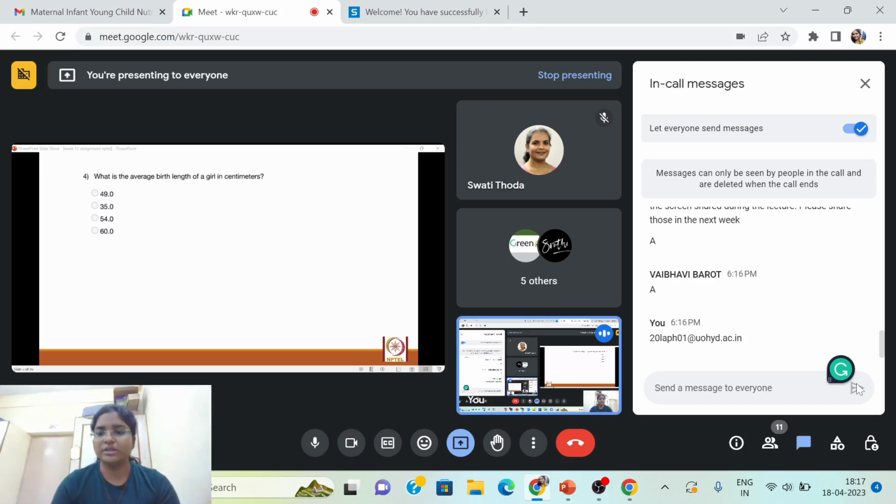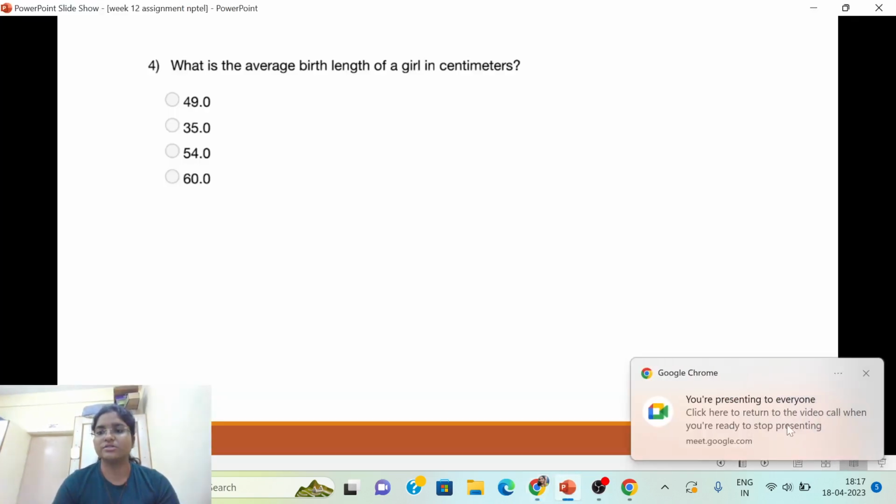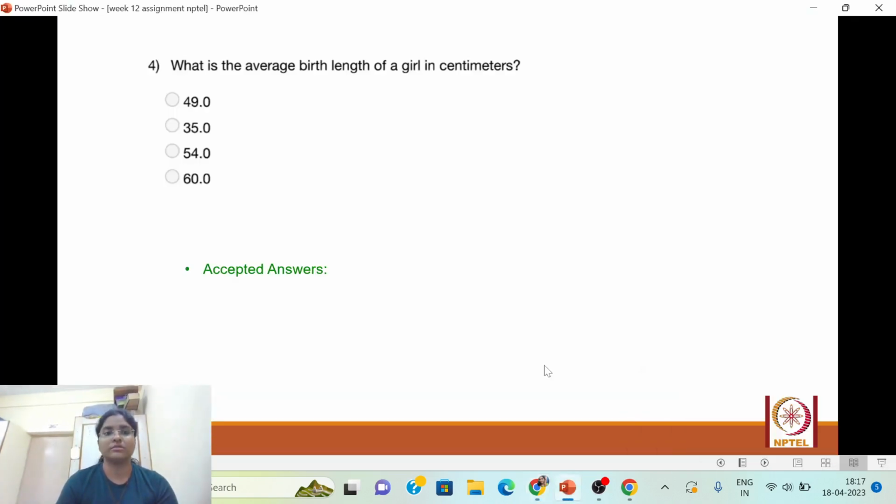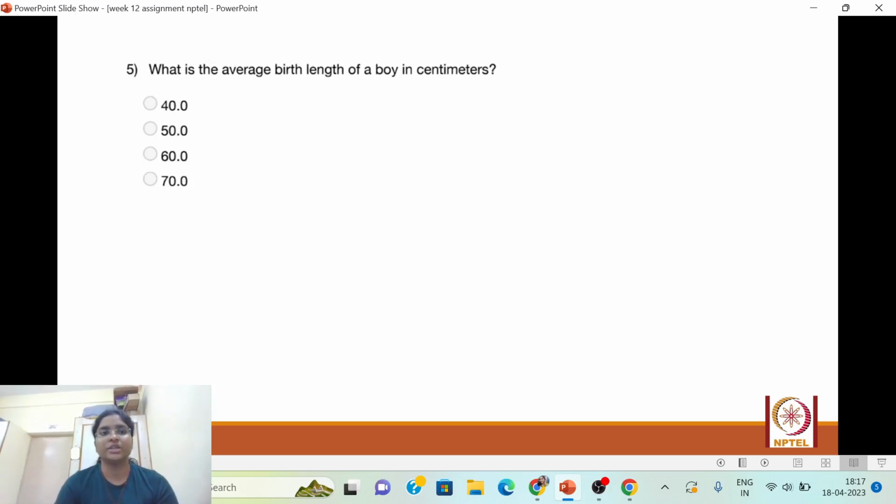Okay, so let's see what is the correct answer to this question. The correct answer is A, 49 centimeters is the average birth length of a girl. What is the average birth length of a boy in centimeters? 40, 50, 60 or 70?